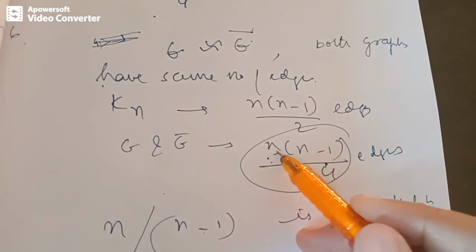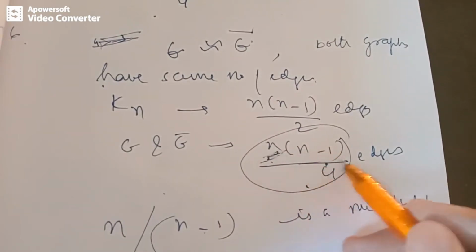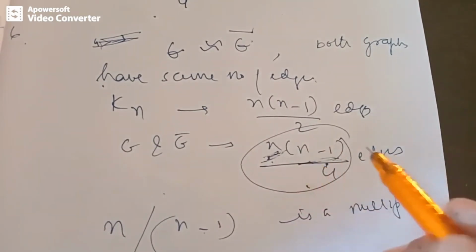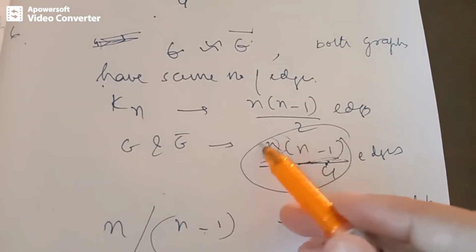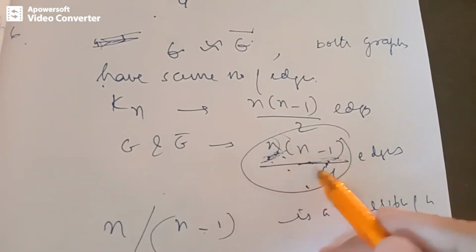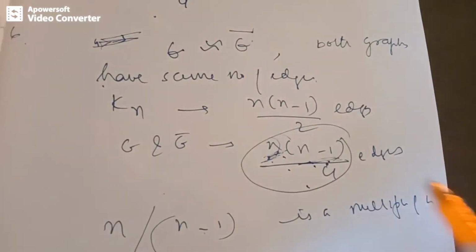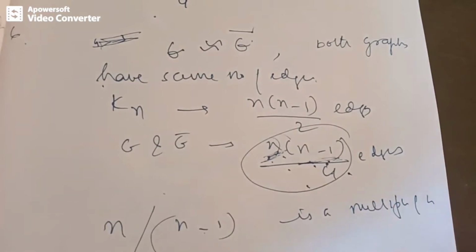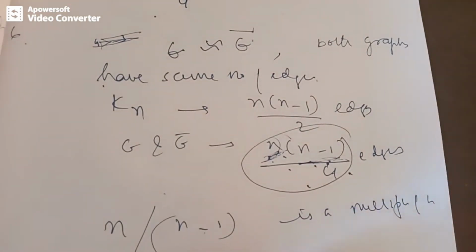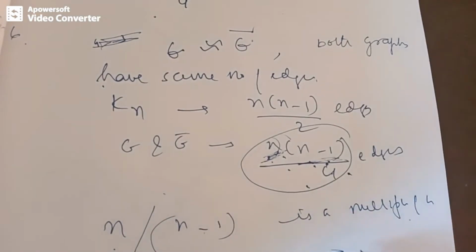That means one has to be a multiple of 4, the other need not be. At least one of them will be a multiple of 4 in order to have this as a positive integer. So that is what we have proved. Either n or n minus 1 will be a multiple of 4.